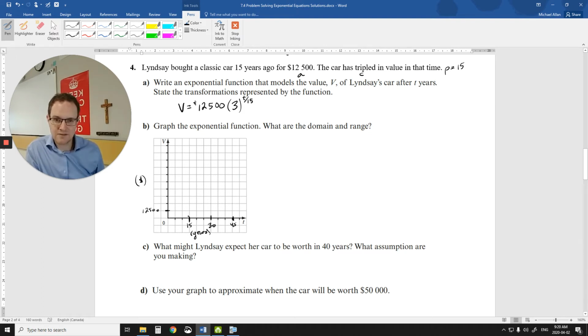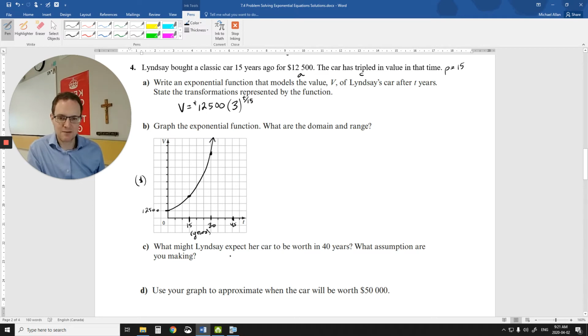So after 15 years, my car should triple in value. Okay, so let's say 1, 2, 3. So it should be right about here. After 15 more years, I should triple again. Okay, so at 3, that should be a 9, right about here. I'm not going to get to 45 because I botched my scale up here. So that's what the graph looks like. I'm not going to be able to see after 40 years.